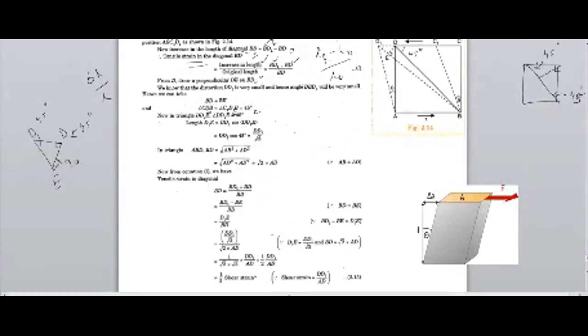Now he is writing the length in terms of D and E, that is nothing but the change of length. Here the diagonal is increased by D1E, which is the change of length. So I need this length in the triangle.